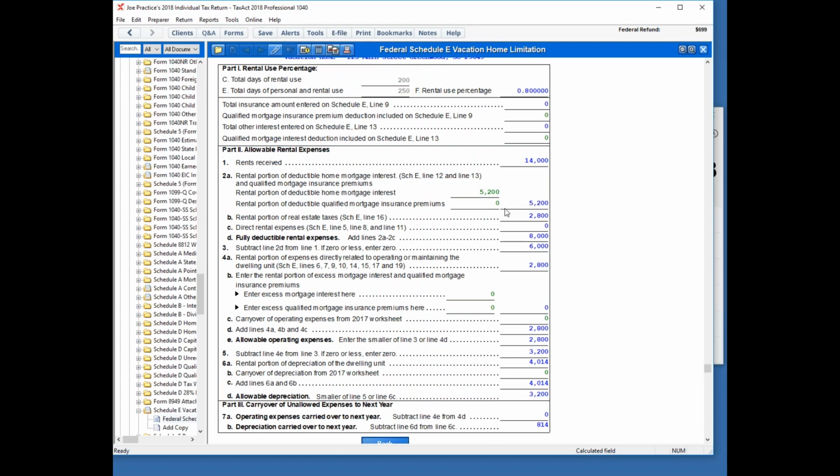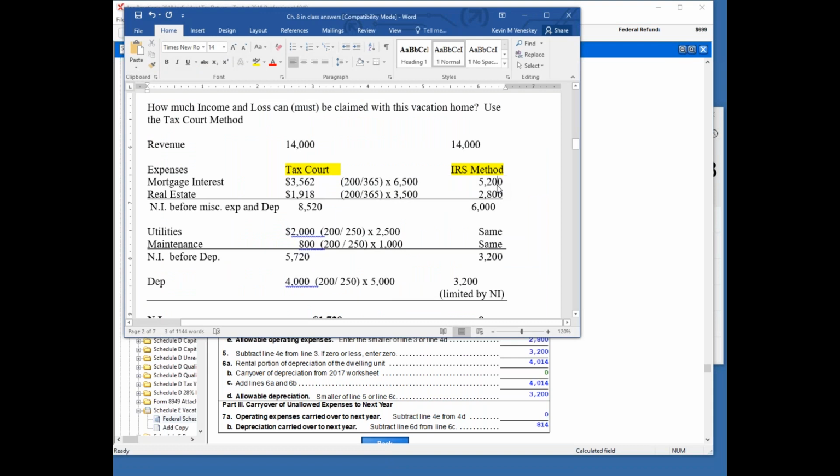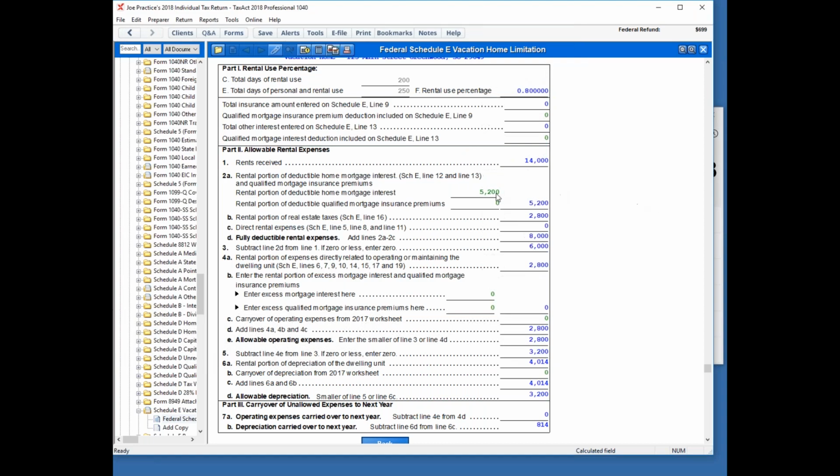And you actually have to do these calculations on your own. So what amount should your home mortgage interest be? If it's not $5,200, well, we had calculated it. So we're not going to use the $5,200. We're going to use instead $3,562. So $3,562 is going to be our new amount.